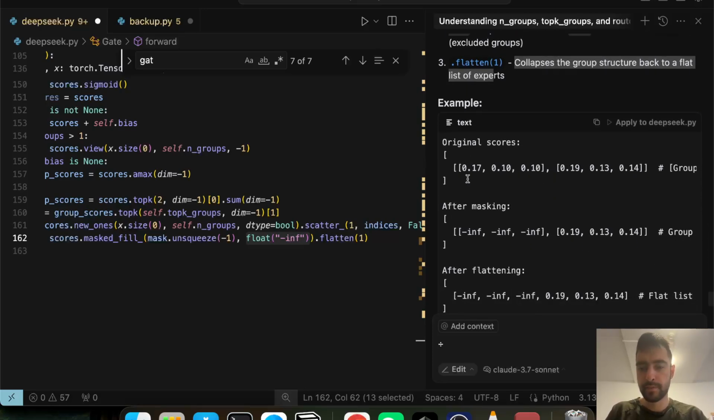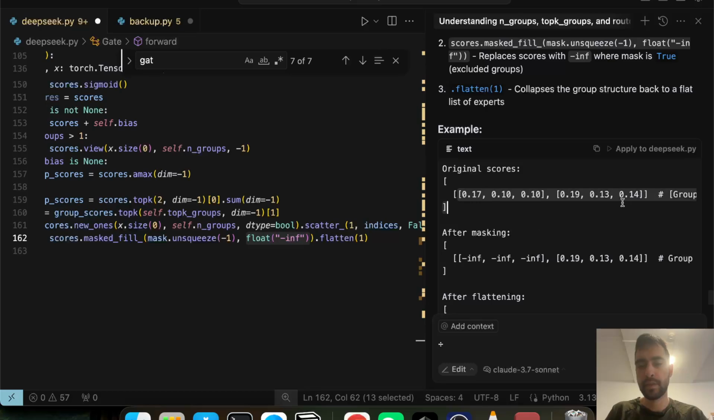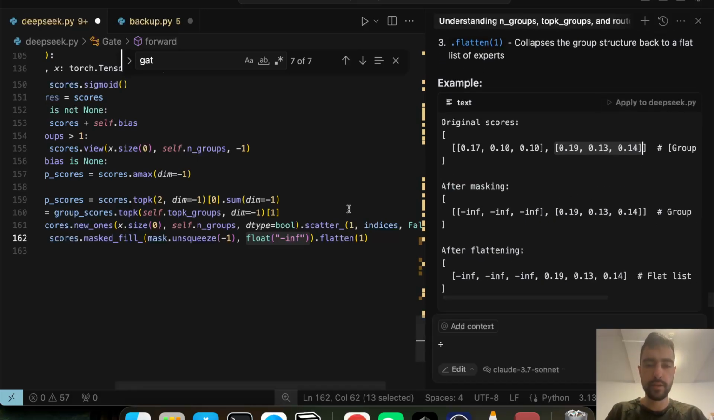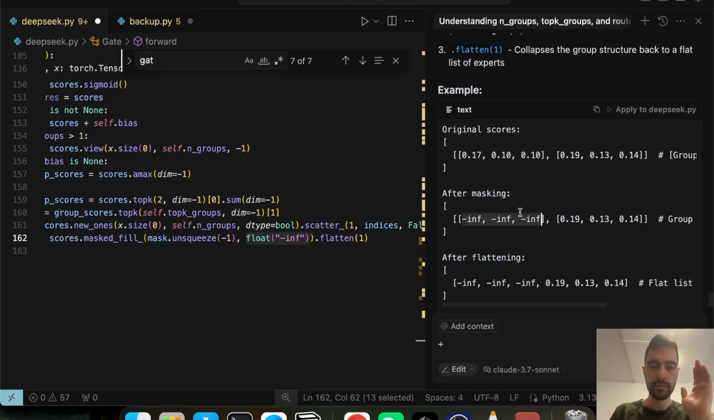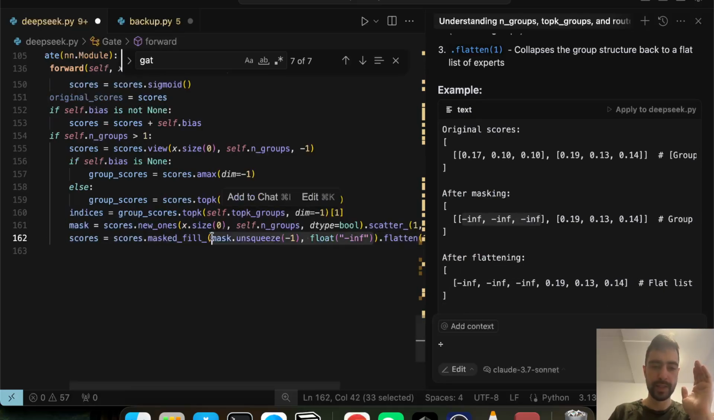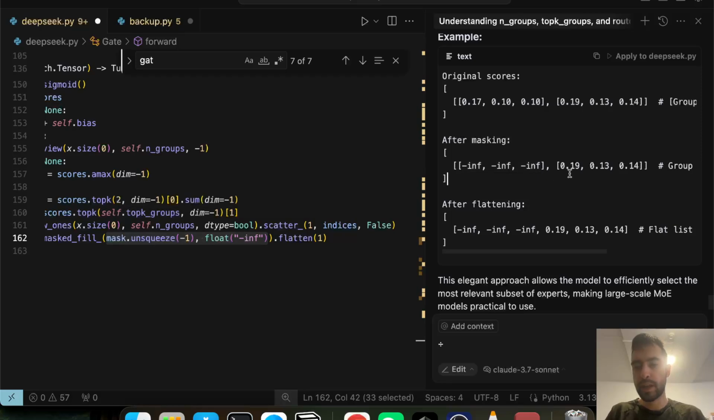So example, in the group 1, each expert has these scores. And in the group 2, each expert has these scores. And then we will replace each of the scores of the first expert with minus infinity because we want to exclude this expert. So that's what we will do here with this unsqueeze and float. And then we want to flatten, so we want to remove this group dimension and just have everything like in a list. Now we have all of these experts like that.